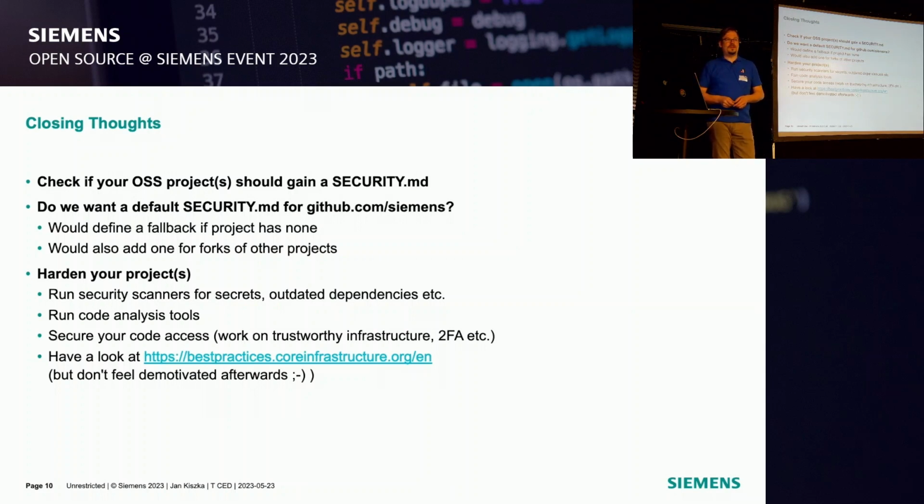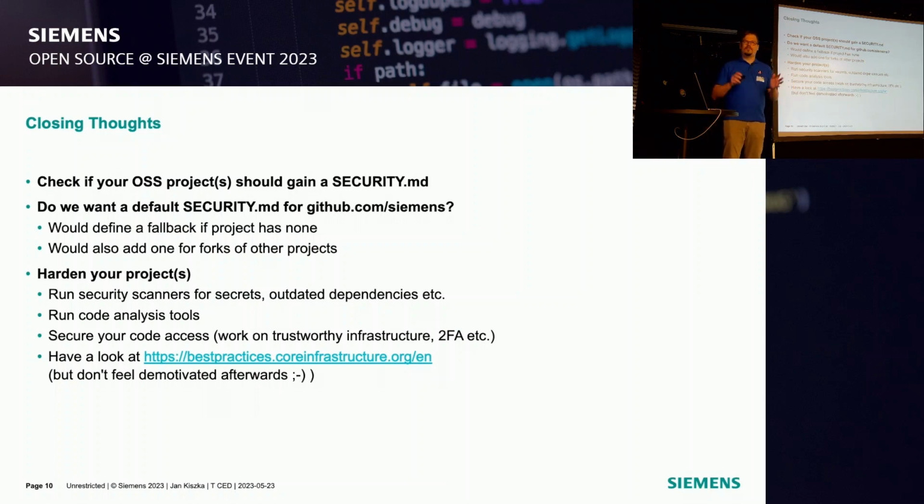Secure, obviously, your code access or your code upload path, if you're a maintainer even more. So work in trusted infrastructure so that you have non-zero trust in your environments, obviously. 2FA and things like this, common recommendations. And have a look also at the best practices of the Core Infrastructure Initiative. There's a long checklist you can go through.